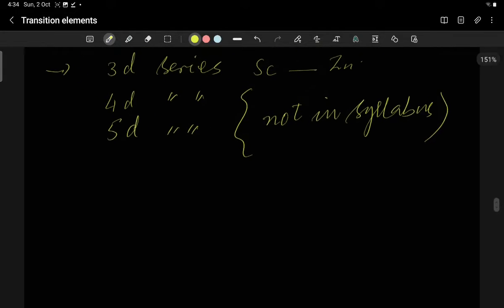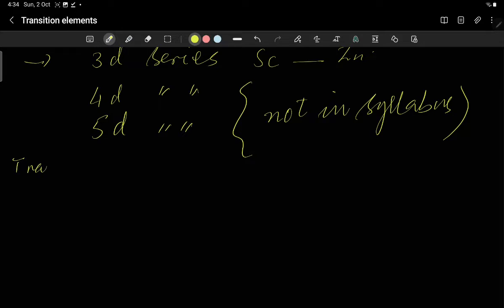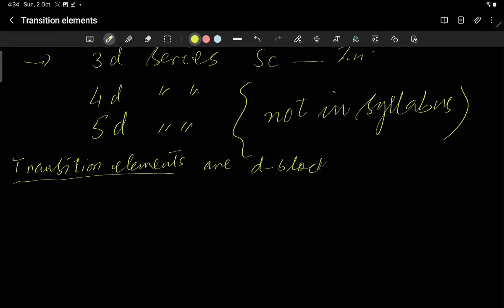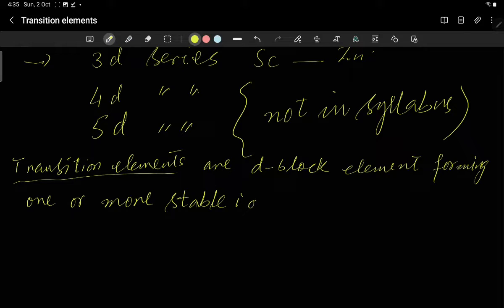Transition elements can be defined as d block elements forming one or more stable ions with partially filled d orbitals.